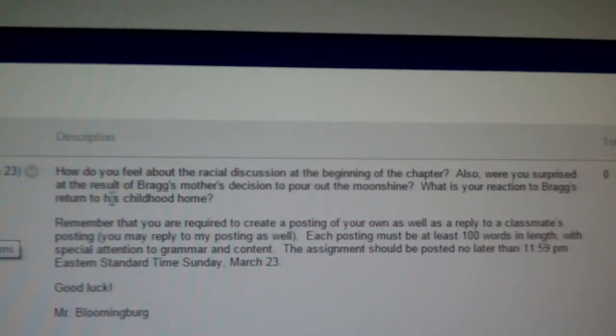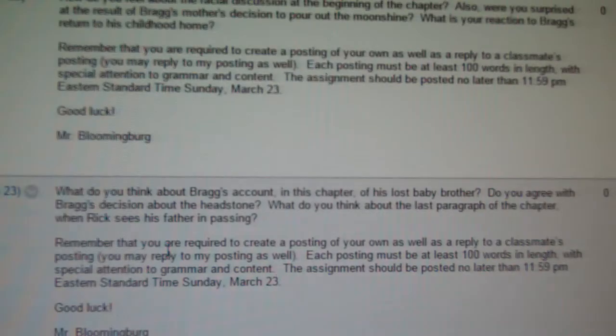The first one relates to Chapter 6. I really enjoyed that chapter, and I hope you did too. It was interesting to learn about some of the racial discussion in the chapter, so I've asked you what you think about that racial dialogue or discussion at the beginning of the chapter. And were you surprised at the result of Bragg's mother's decision to pour out the moonshine? And what is your reaction to Bragg's return to his childhood home? So that's the first discussion board assignment.